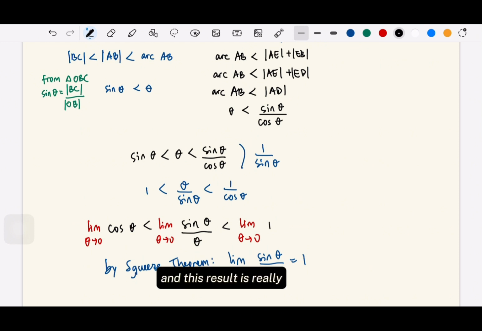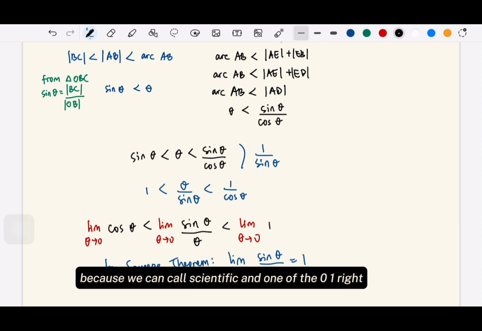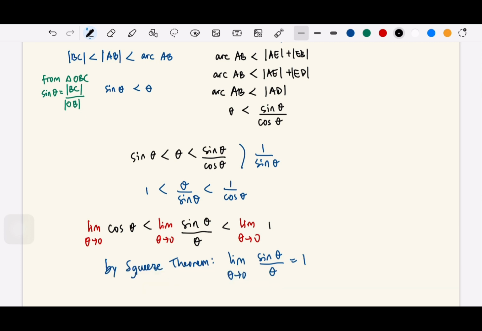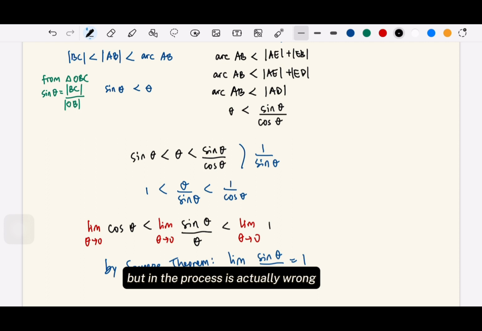And this result is really, really important. Because if you know the L'Hopital rule, you might think, oh, we can use L'Hopital's rule, and cosine theta becomes 1 at theta equals 0, right? But that process is actually wrong. Why do you think it's wrong?